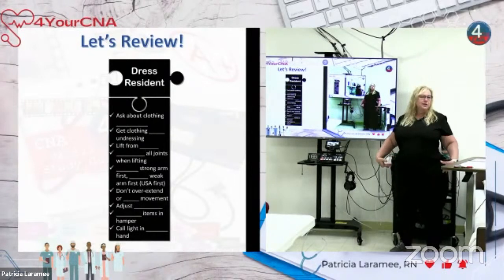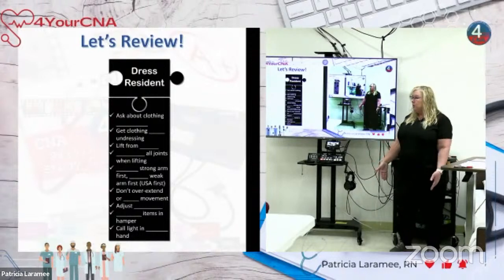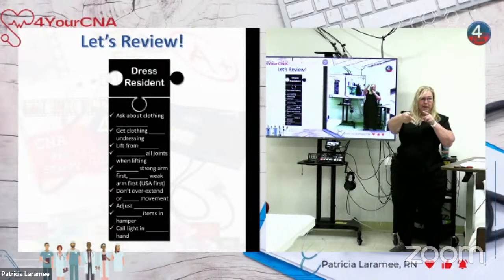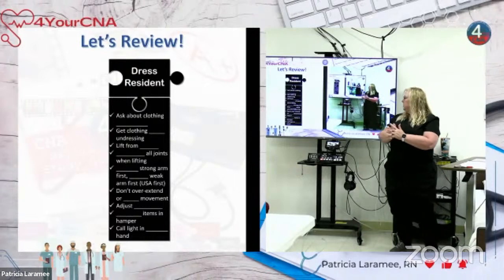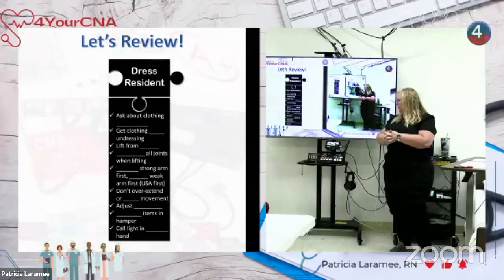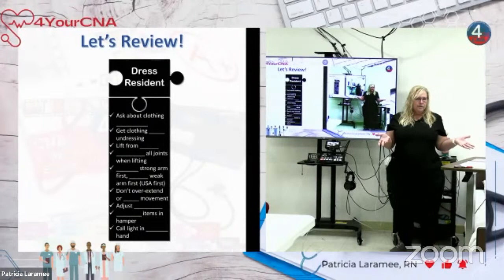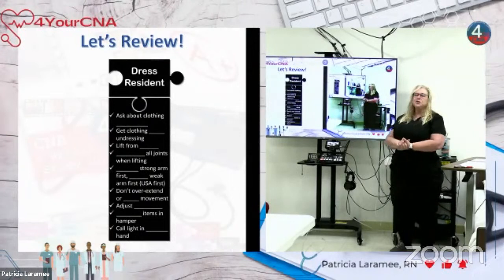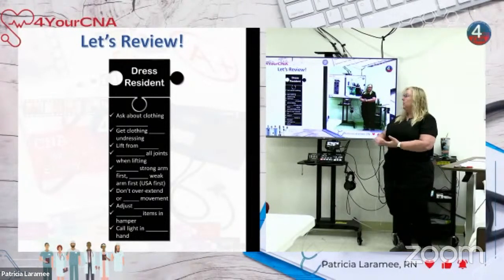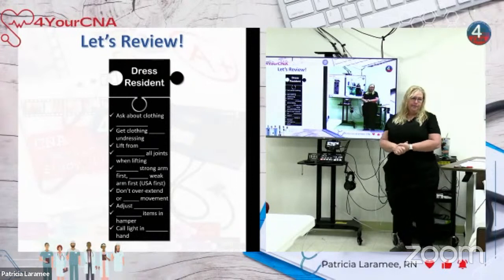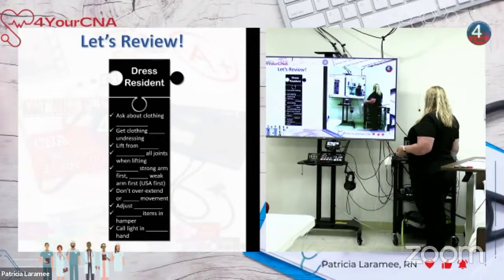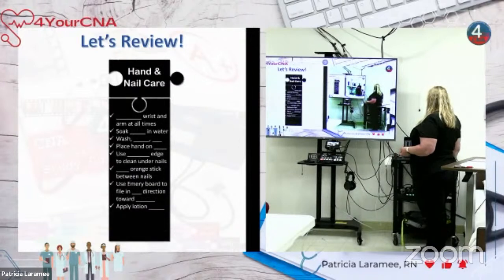We want to make sure the pants are actually over the backside and at the natural waist. You want to make sure the socks, the seam is along the toe, not across this way. So make sure the patient looks good. You want to dispose of items in the hamper. Don't leave them laying around. And we want to put the call light in the stronger hand. Because remember, our patient has a weak arm. The call light in the stronger hand. These are all the checkpoints that you're going to be graded on.